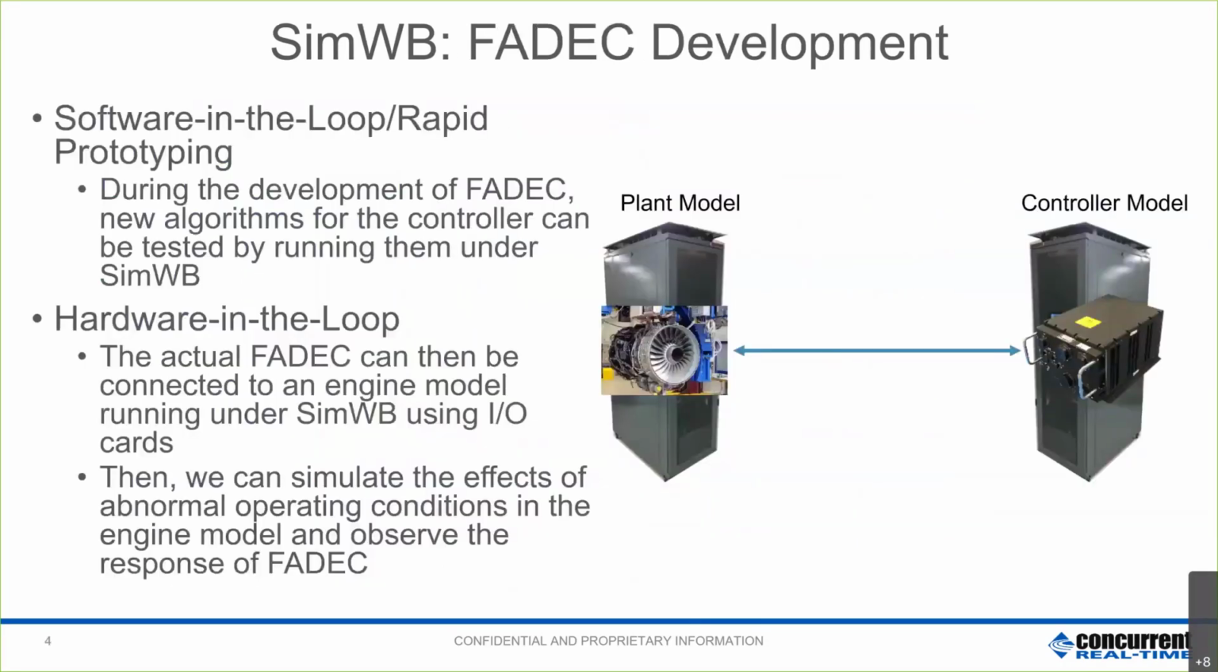So let's take an actual example. In a FADEC development, or full authority digital engine control, which is basically an ECU for the jet engine, you can rely on software-in-the-loop and hardware-in-the-loop simulations. What you have here is a jet engine, which is basically a plant model, and you have the controller, which is a FADEC. That is again a controller model, in control system engineering parlance.